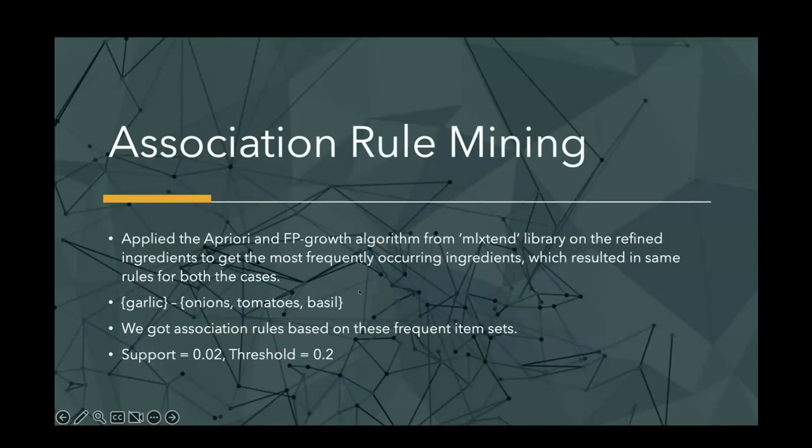With that, we used a low threshold, since the data is very limited. Even though there are 10,000 recipes, garlic can be repeated only 100 times. We never know, so we used a low threshold and it resulted in almost 900 rules or something like that.